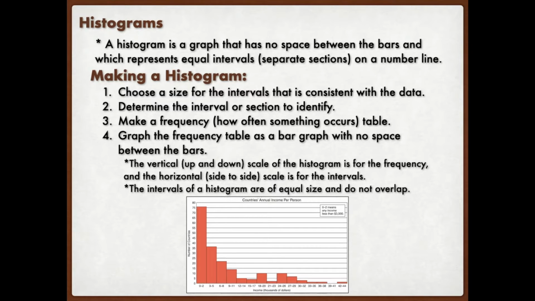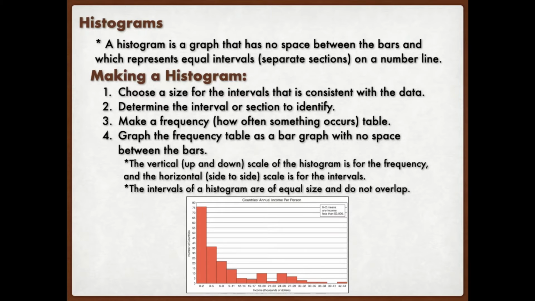Now an interval refers to a section, a separate section. So that means a section could be from 0 to 5 or 10 to 20. It's not just one specific thing. It's not going to be the bar is going to represent kids who love the color blue or kids who love the color red. It's going to be multiple things. So it's going to be a section between a certain amount, maybe 0 to 1, 0 to 5, 0 to 10.